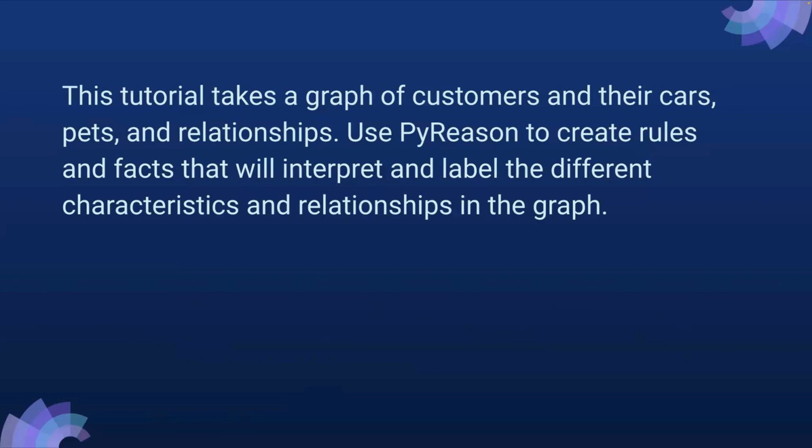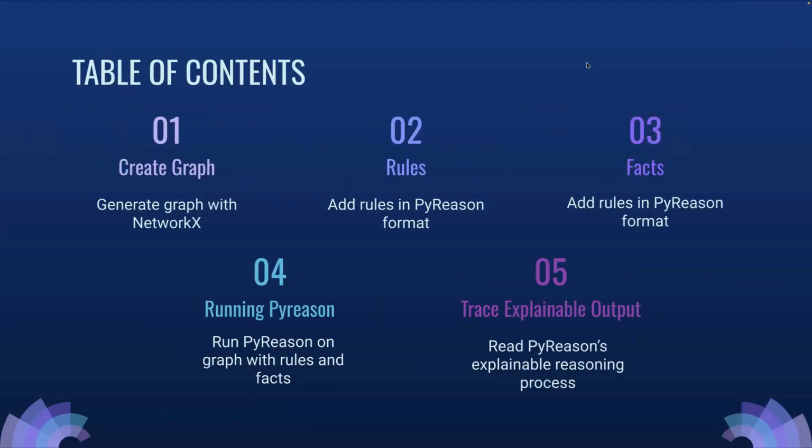But this tutorial is going to take a graph of customers, their cars, pets, and relationships, and then use PyReason to create rules and facts that will interpret and label the different characteristics and relationships in the graph. So, brief overview of what we are going to do today. We're going to first create a graph in NetworkX, then add rules and facts in PyReason, then run PyReason, and then trace and read our explainable output from PyReason's explainable reasoning process.